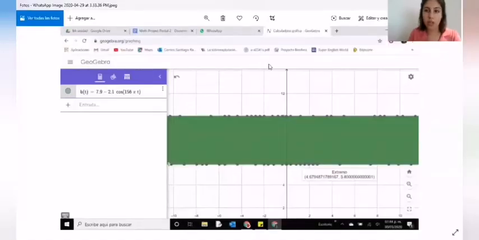Its brightness is modeled by the function 7.9 minus 2.1 cosine 156t, where t is measured in days. So, if we want to find the maximum and minimum brightness of this star, we need to graph the function using graphing software. So here, using GeoGebra, we put the function here, and we got this graph. Here we can see that the maximum of the star is 11, and the minimum is about 5.8.